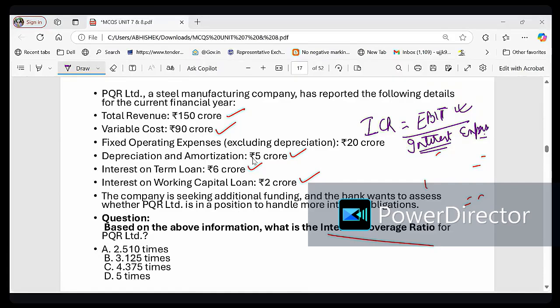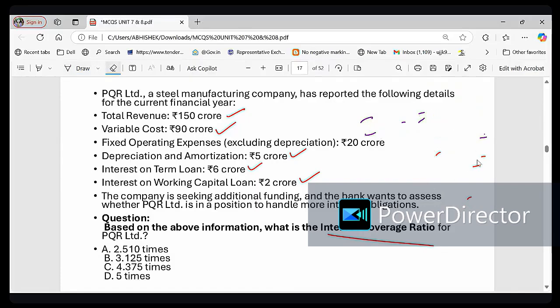It tells us how many times a company can pay its interest using profit from its operation. EBIT is the profit from operations from the perspective of a company. So can you calculate EBIT? How to calculate the EBIT? Please let me know. It is very simple. Let me explain how to calculate the EBIT.